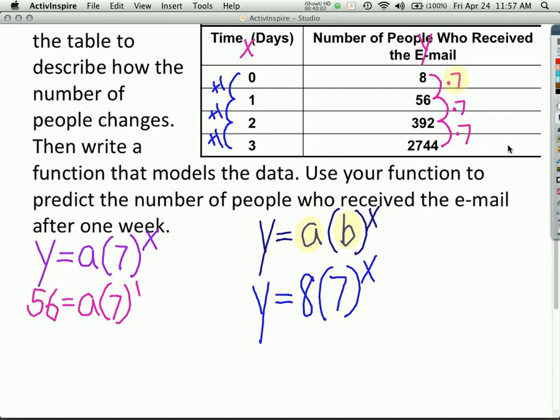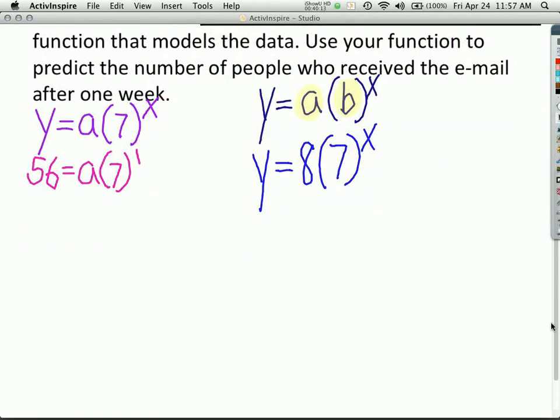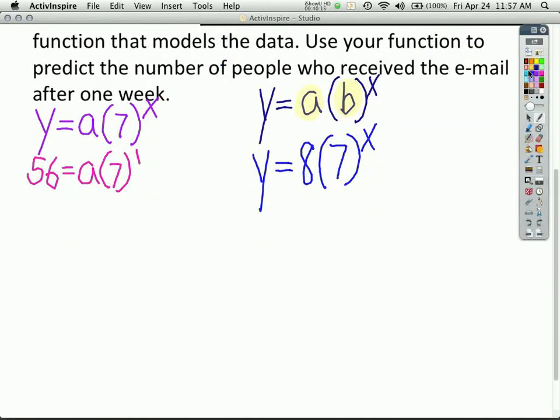Last piece. It says, use your function to predict how many people would have gotten the email after 1 week. Now, use the function. How do we use it? Okay, put your hands down. You use it. Go ahead, do it. You don't know how to do it? Ask your teammate. You should have no issue using it, though.